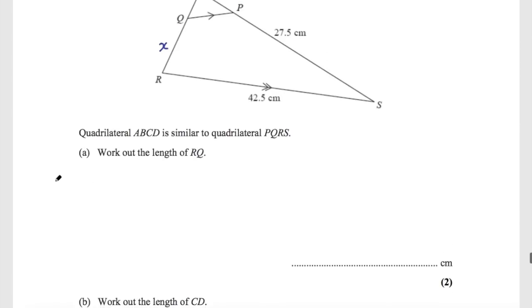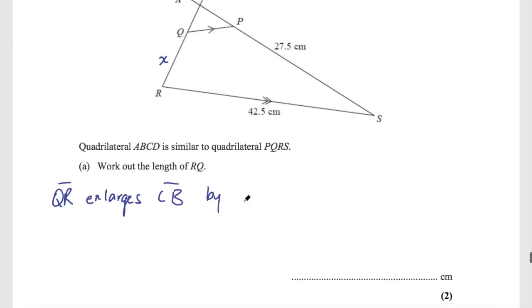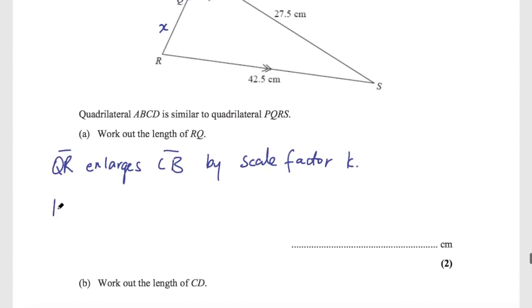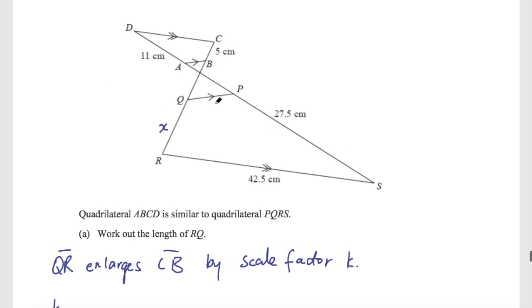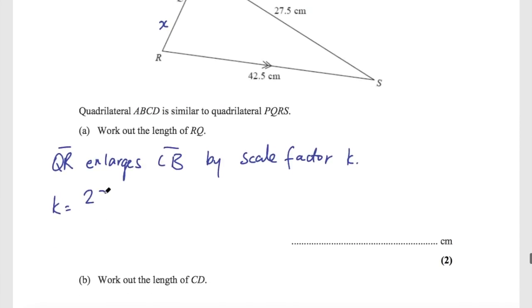So let's start off by saying that QR, the line we're looking for, enlarges CB, this shorter side, by some scale factor, and let's just call that k. You could call it whatever you wanted. And that scale factor, well, that must be the ratio of PS and DA. So we can find that scale factor by dividing 27.5 by 11.